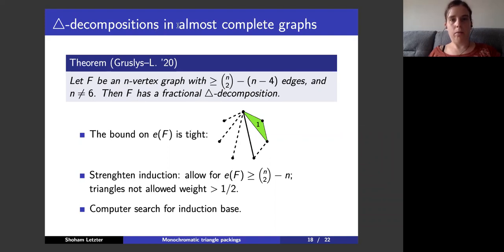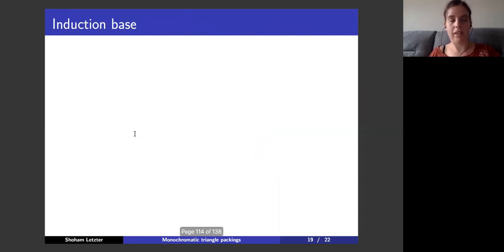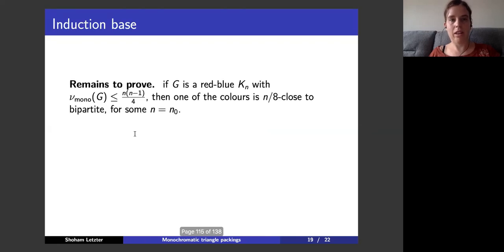Okay, so now with this thing in hand and with this induction step that we did, we managed to prove an induction step, but of course we need the induction base as well. In other words, we need to prove this statement for some n0. We need to prove that if G is a red blue Kn with packing number at most n times (n-1)/4, then one of the colors is n/8 close to bipartite.